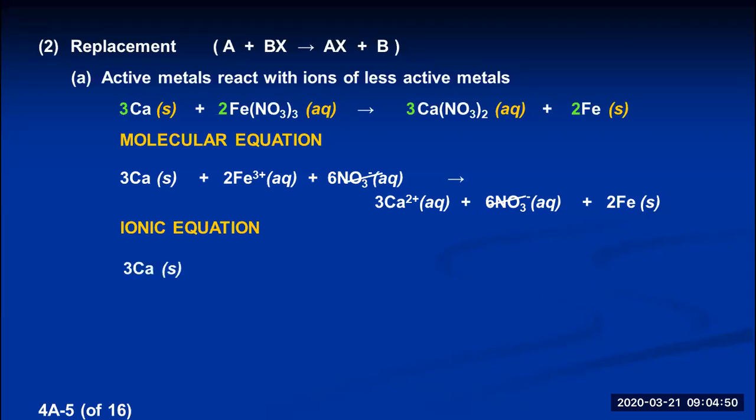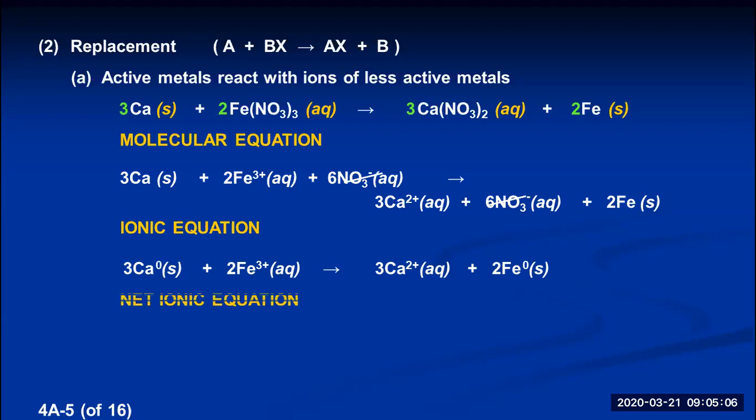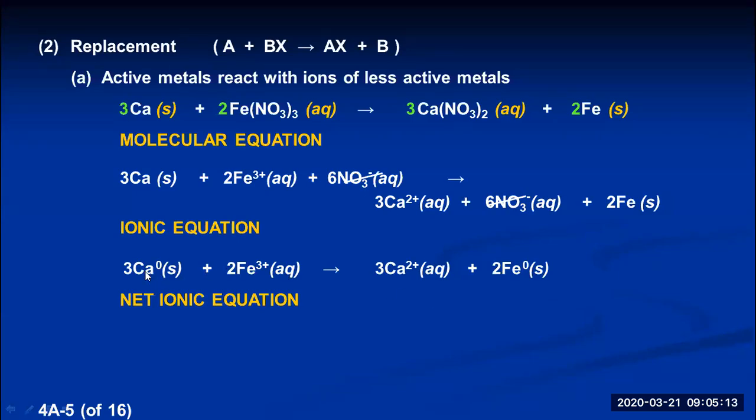And if you write what's left over after you cancel out the spectator ions, we have 3 calcium solid plus 2 iron 3 ions aqueous yields 3 calcium ions aqueous plus 2 iron atoms solid. And we call this the net ionic equation. And if you want to emphasize what's happening here, the calcium atoms have no charge and the iron atoms have no charge. Not necessary to do that, but I just want to point out this is just a way to emphasize it's an oxidation reduction reaction.